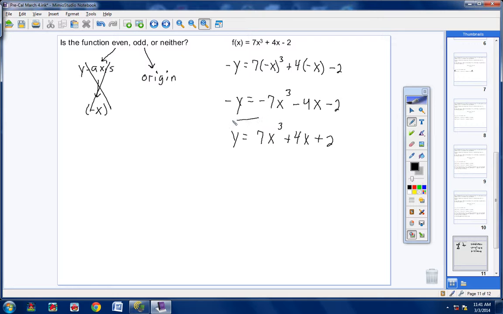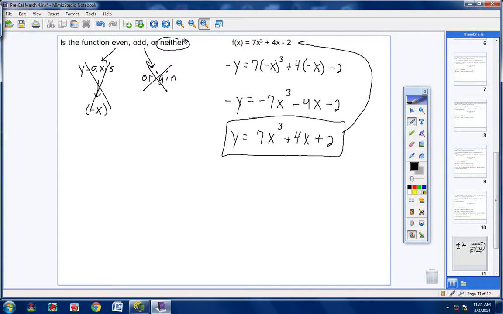Do I have the exact same function or equation that I started off with up here? Well, let's see. 7x cubed is positive, 4x is positive, but look right here. I have a +2 here and a -2 here. So is this function here identical to the one I started off with? No, it is not. So I do not have origin symmetry. So this function is neither even nor odd.